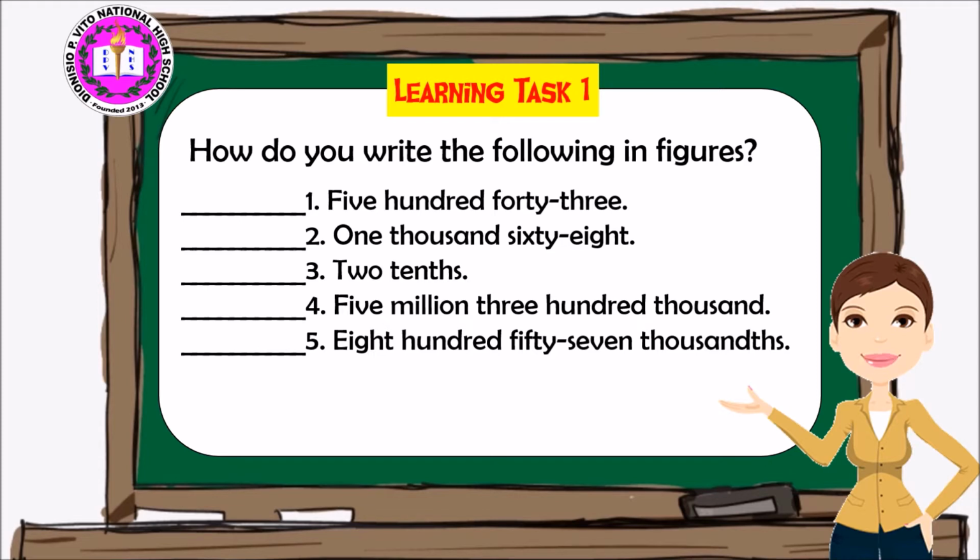543. This is how we write 543 in figures. Next, number 2 is 1068. Number 3 is 2/10. Number 4 is 5,300,000. And last but not the least is 857 thousandths.